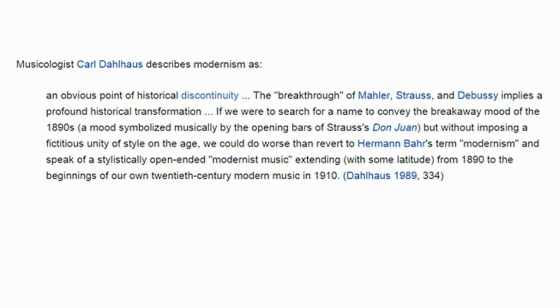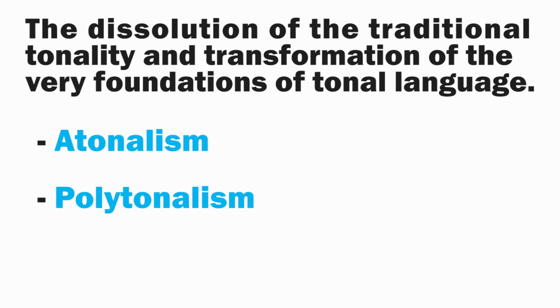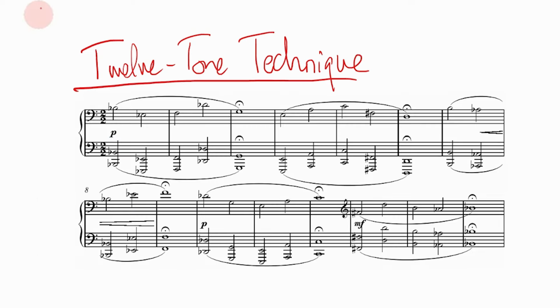Another way that you could define it is the dissolution of the traditional tonality and transformation of the very foundations of tonal language. So you have things like atonalism, polytonalism, other altered tonality, etc. So basically, music that defies key signatures. So probably the most important and obvious quality of modernism is atonality. I've already said the word 10 times and this video has barely even begun. So basically, we've already talked about this.